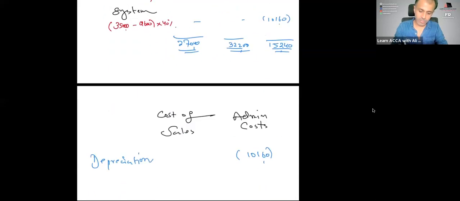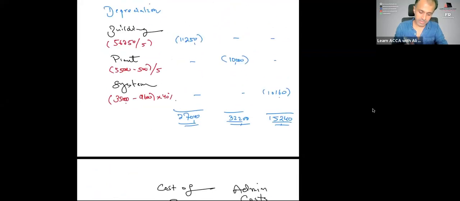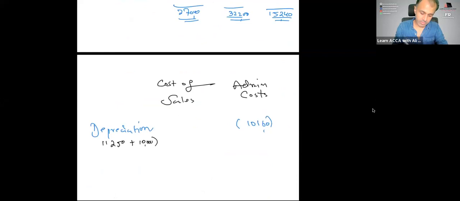So it will be 11250 and it is 10,000. 11250 plus 10,000, that's going to be about 21250. Okay with that? 21250. With that.